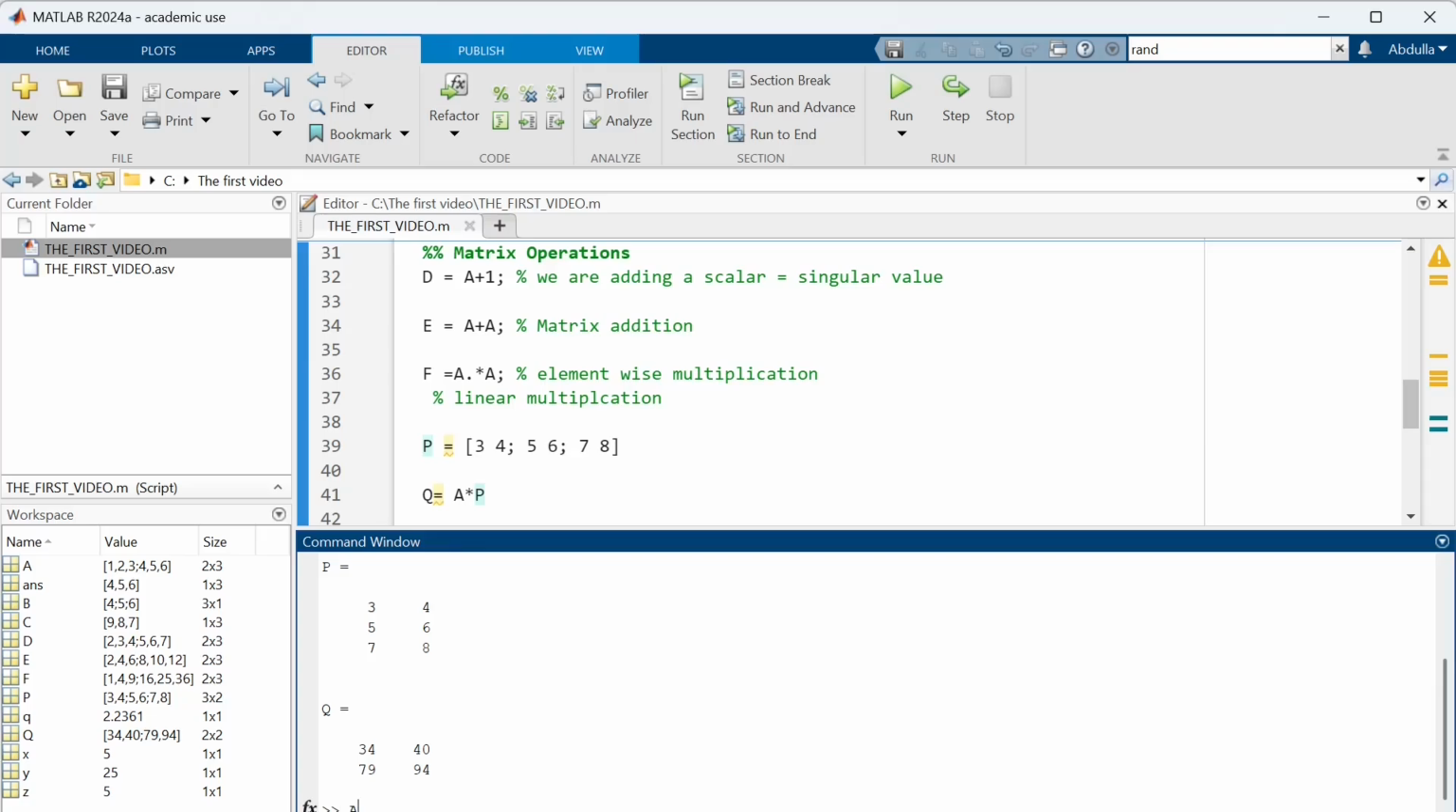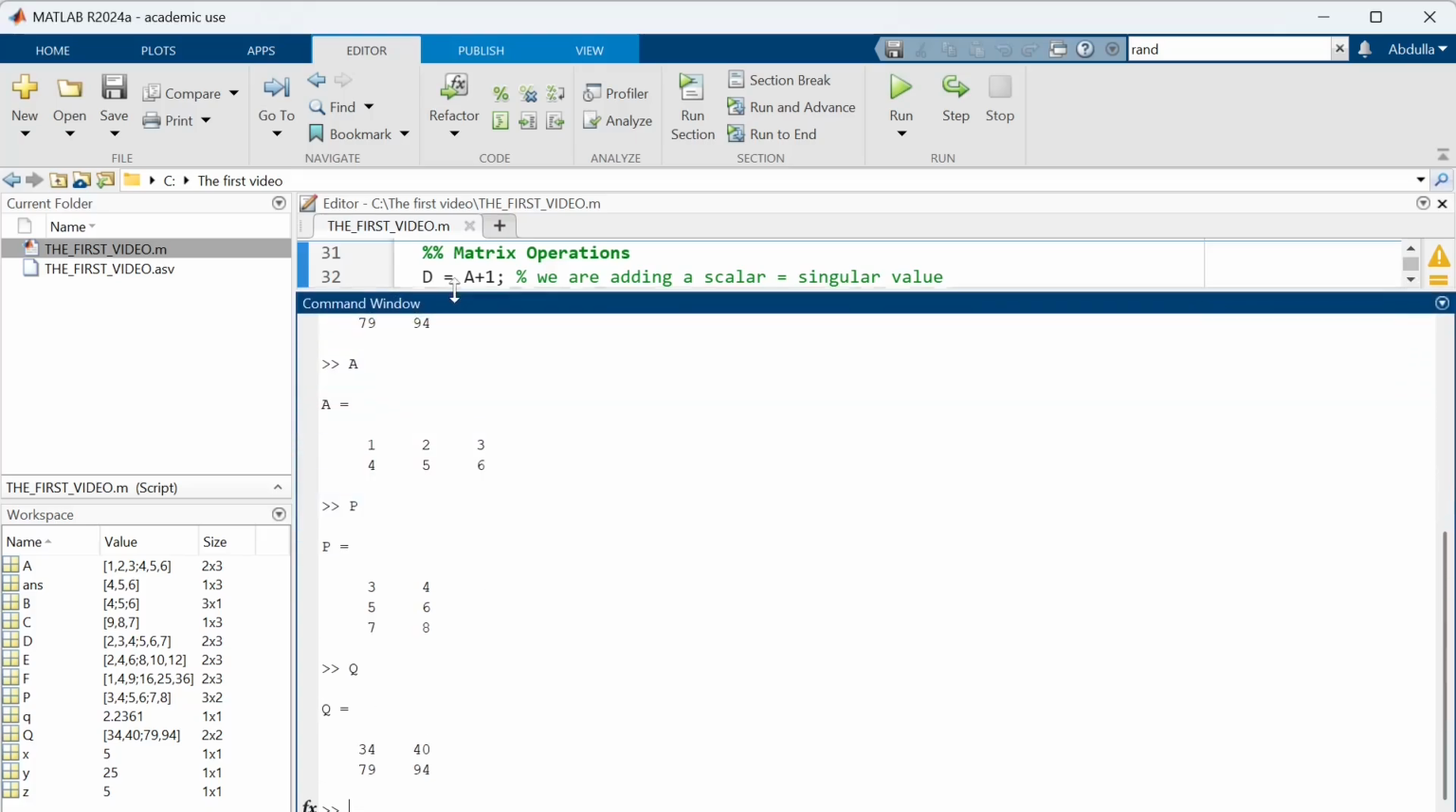So, okay, I just want A, B, and Q maybe. Okay, let's see how this happened. So we are multiplying A by B. So 34, its position right now is 1 and 1. This is the position of 34. So 1 is the first row of the first variable, which is A, and 1 is the first column of the second variable, which is 3, 5, and 7.